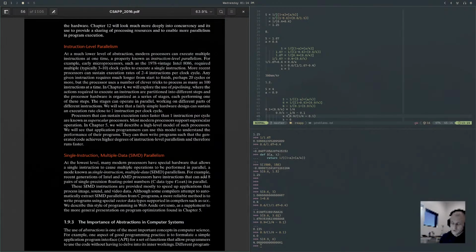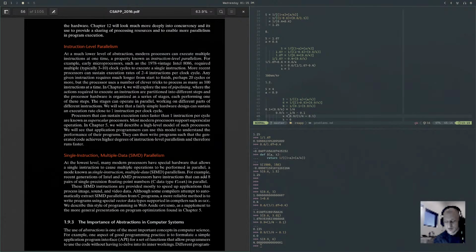Single instruction, multiple data, SIMD parallelism. At the lowest level, many modern processors have special hardware that allows a single instruction to cause multiple operations to be performed in parallel, a mode known as single instruction, multiple data, or SIMD parallelism. For example, recent generations of Intel and AMD processors have instructions that can add 8 pairs of single precision floating point numbers (data type float) in parallel.